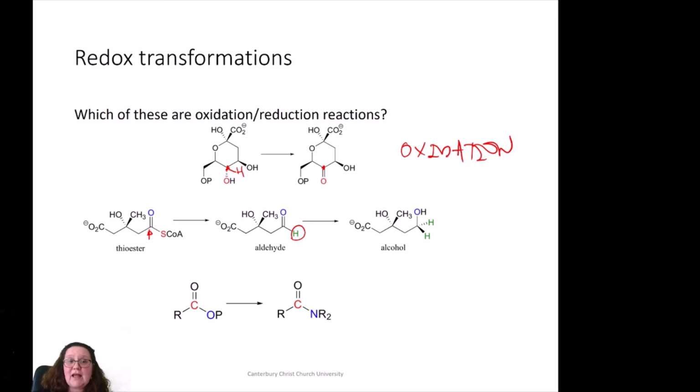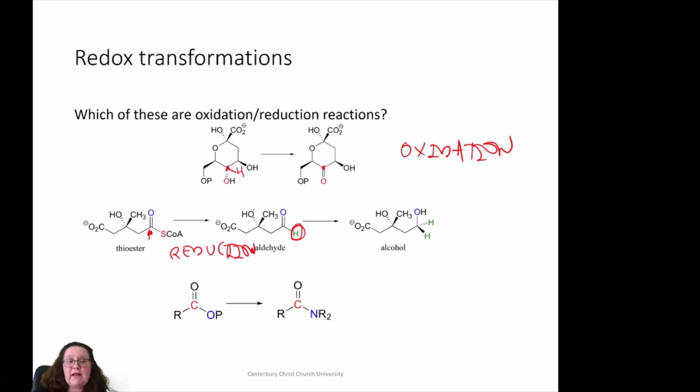That carbon has gained hydrogen. Here, it has no hydrogen atoms directly attached to it, and here it has one hydrogen atom directly attached to it. So this step is a reduction. That compound has gained hydrogen.